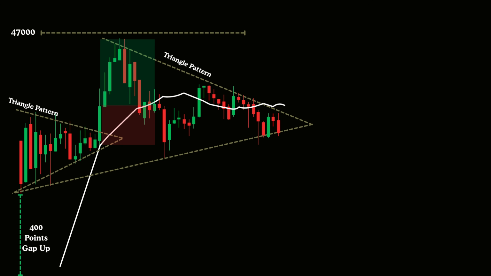The price continues forming lower lows, showing that sellers are active. If the price breaks the low of the last bullish candle and closes below the trend line, confirming a breakout from this triangle pattern, we can plan a short setup here.